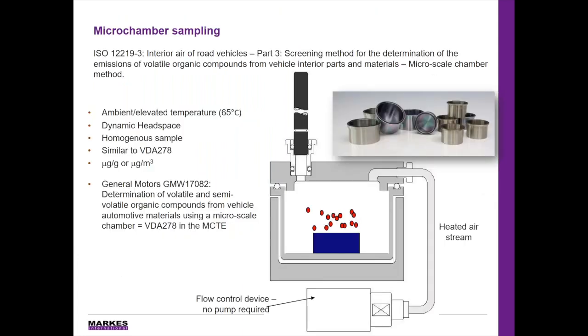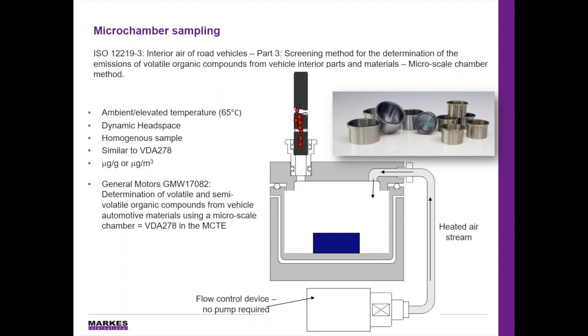This slide shows the key parameters that are used in this method. The elevated temperature of 65 degrees C is used to simulate the scenario of emissions when the car is parked under a very hot day. The microchamber essentially is a dynamic headspace, and all the VOCs are swept onto the sorbent tubes.